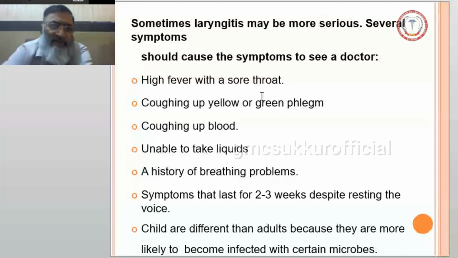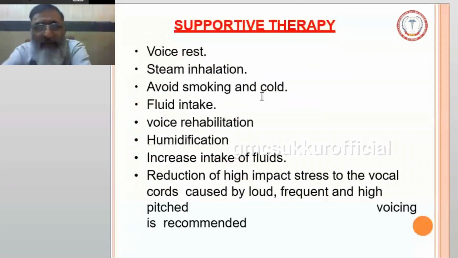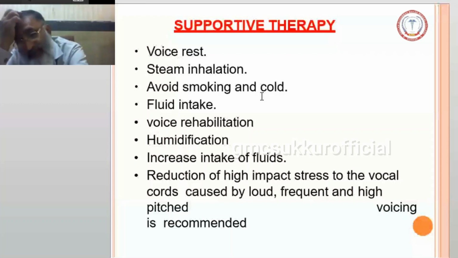Now this is very important. Supportive therapy, very important. This is the mainstay of treatment. Supportive therapy: voice rest, very important. Number two, steam inhalation, very important. Avoid smoking and cold. Fluid intake to boost your immunity. Voice rehabilitation, humidification, increased intake of fluids, and reduction of high impact stress to the vocal cords caused by loud, frequent, and high pitched sound. So this is the mainstay treatment.